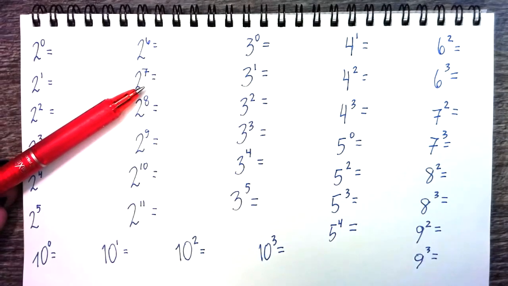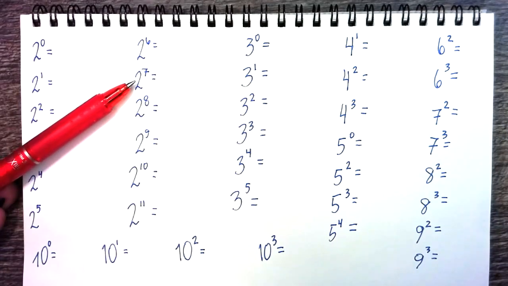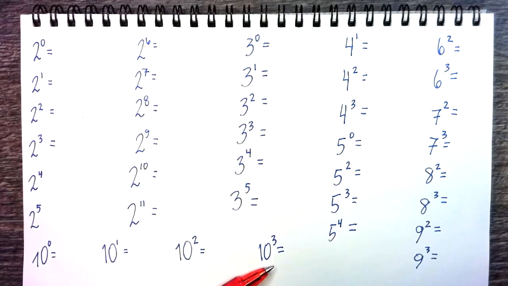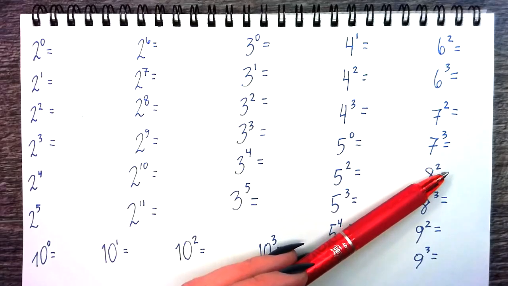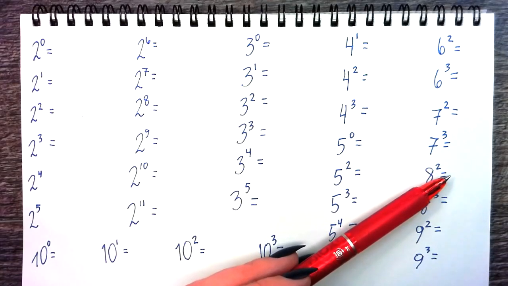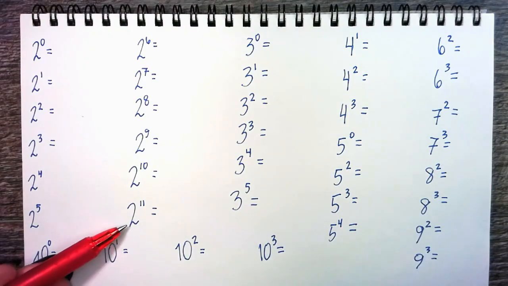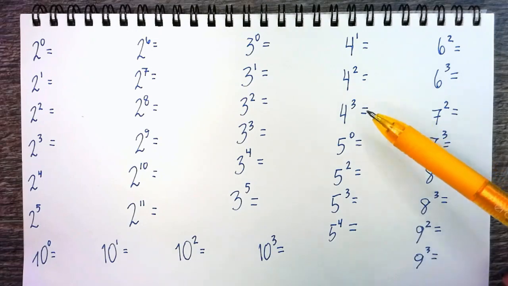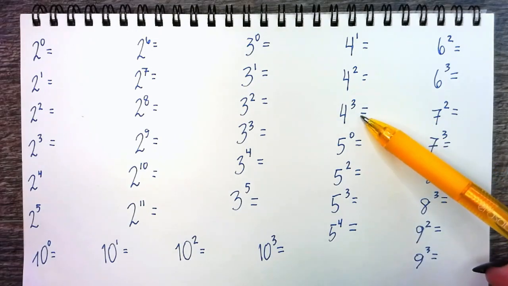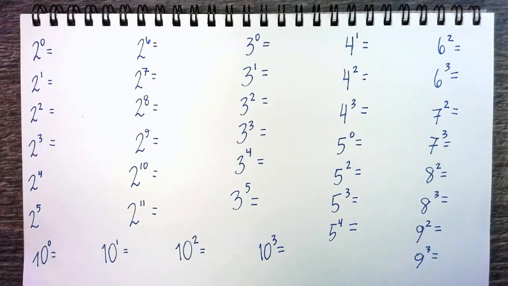2 to the seventh power is 128. 10 to the third power is 1000. 2 to the third power is 8. 7 to the third power is 343. 2 to the 11th power is 2048. If you didn't write them down and you're super confident, well, I hope you get them all right, because you're going to need to know them.